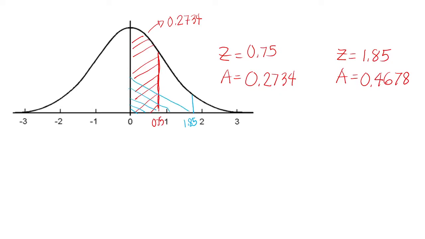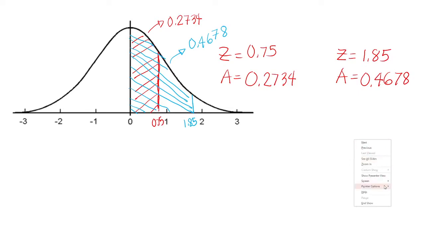Until here. This is the blue part. The blue part is 0.4678. Now the question is, which shaded part are we looking for, between 0.75 and 1.85? So I'll use a black marker now. So meaning, the shaded area is this one. This is what I'm looking for. It is between these two.